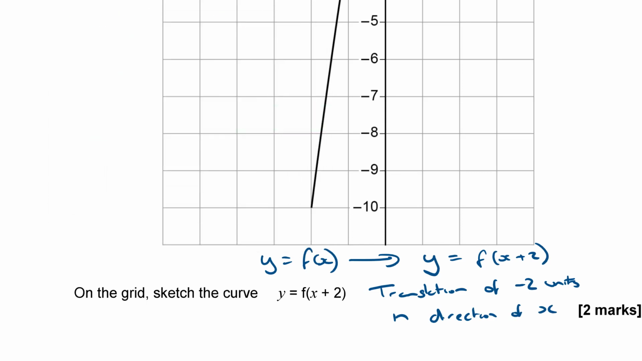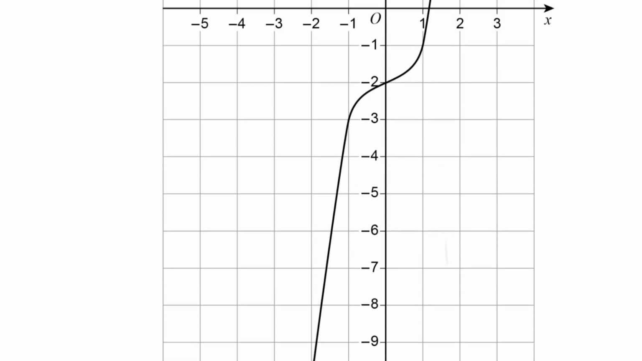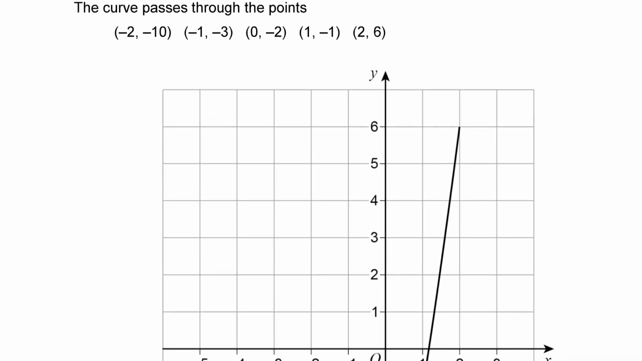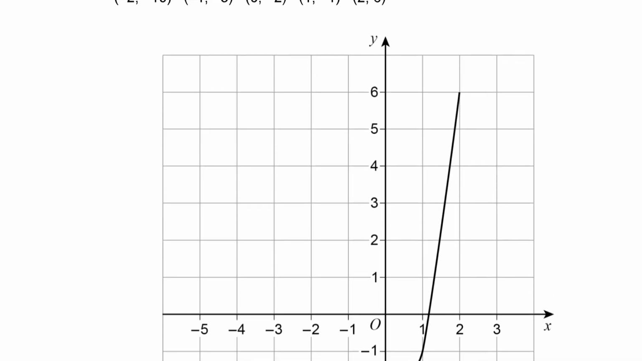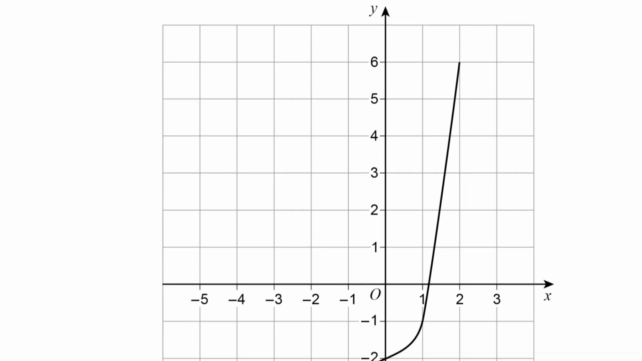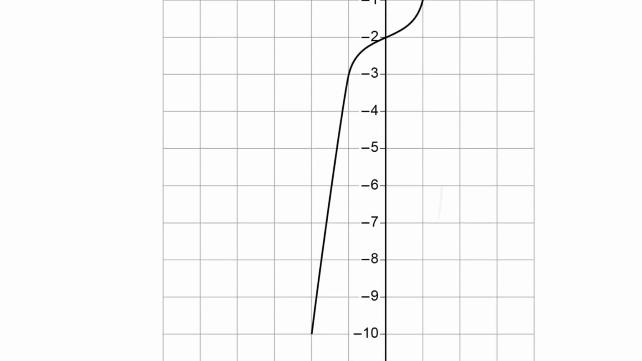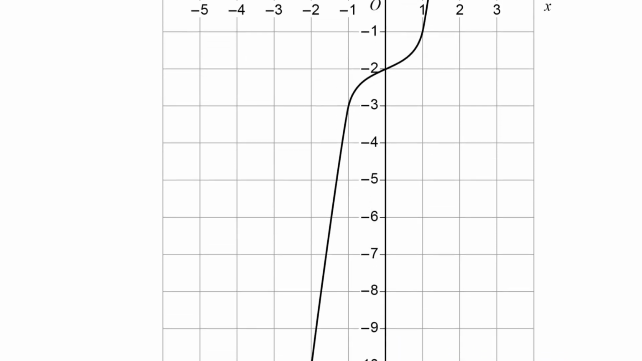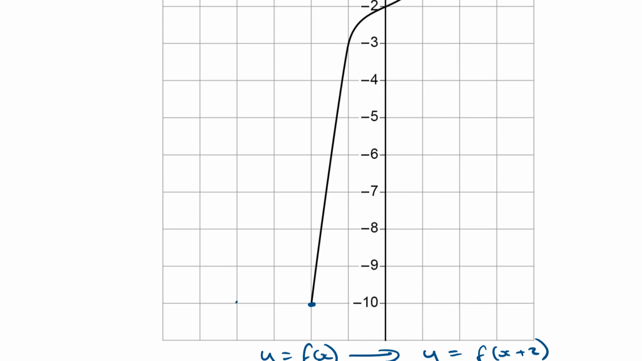In other words, it's moving 2 units to the left. So what we're going to do is take every point on this curve that we know, all the reference points, and plot them 2 units to the left. That first point there at minus 2, minus 10, is going to move 2 units to the left. So that's going to put it at minus 4, minus 10.